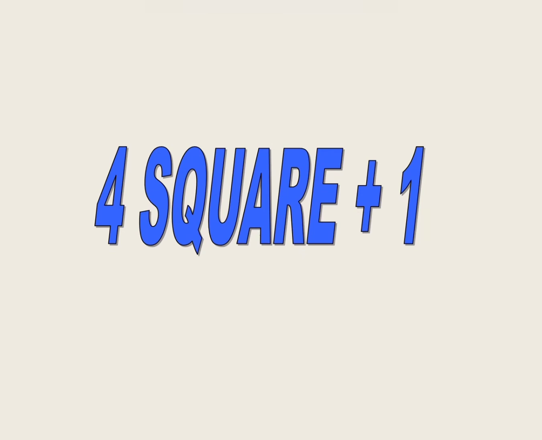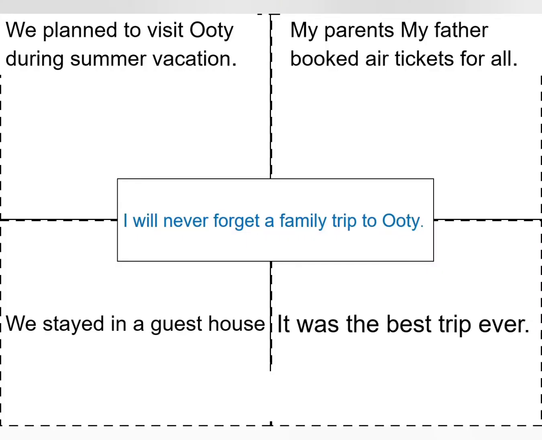In the next slide, you will see I have written 4 square plus 1. The meaning of 4 square has already been discussed in the previous slides. Plus 1 means write one more detailed sentence to support the supporting sentence. Like the first supporting sentence is, we plan to visit Ooty during summer vacation.